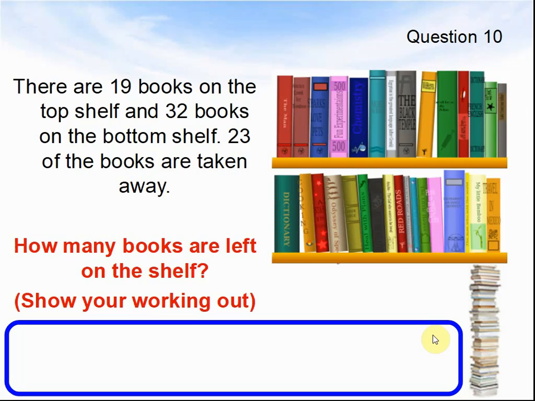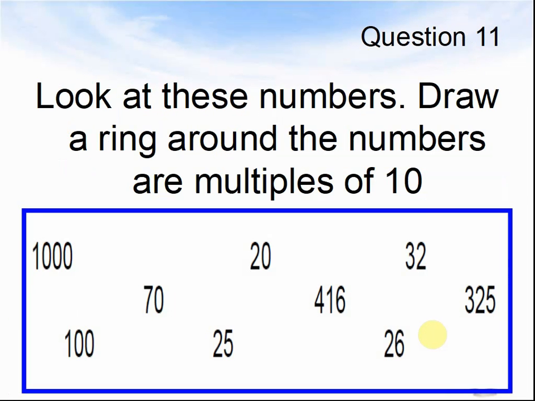Here comes question 11. Question 11. Look at these numbers. Draw a ring around the numbers that are multiples of 10. 1,000, 100, 70, 20, 25, 416, 32, 26, 325. Pause the video until you're ready for question 12.